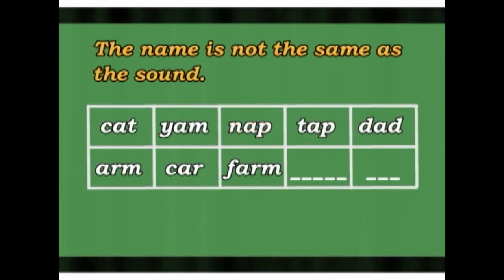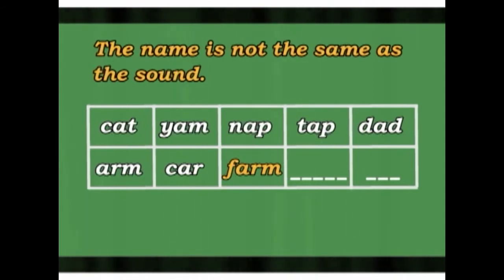Then you have words like A-R-M. How would you pronounce that? Arm. So again, it's pronounced R. And usually when you have an A and an R together, the sound is R. So how do you pronounce C-A-R? Car. How do you pronounce F-A-R-M? Farm. Farm.